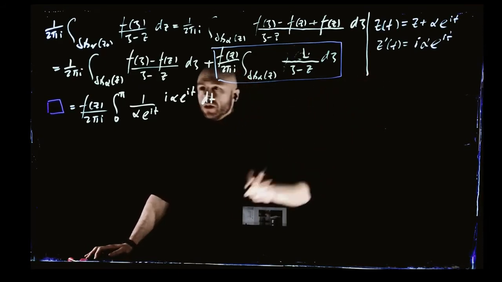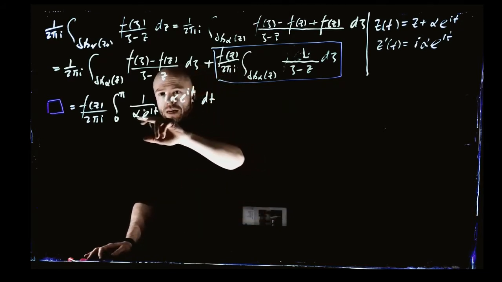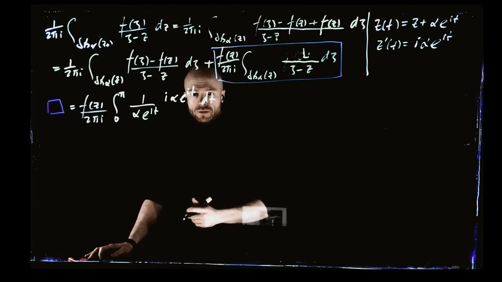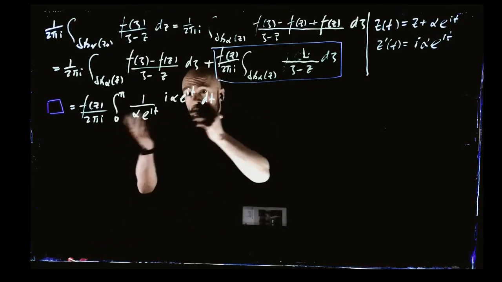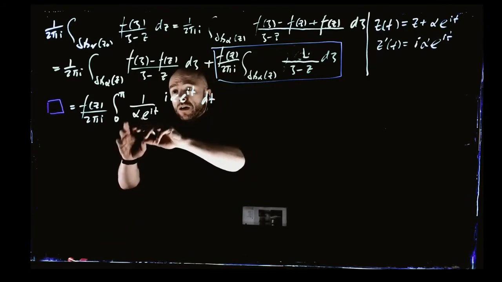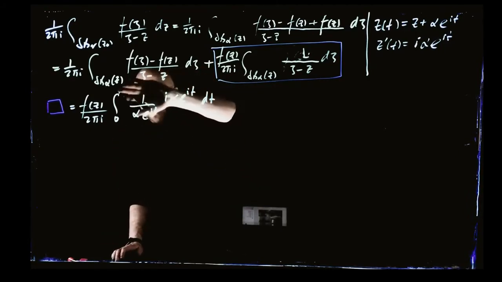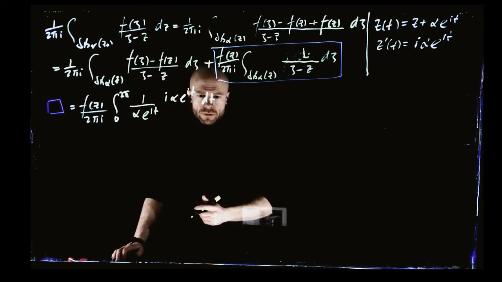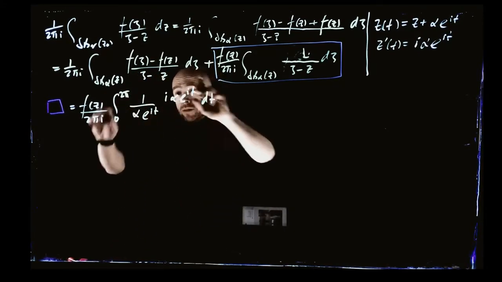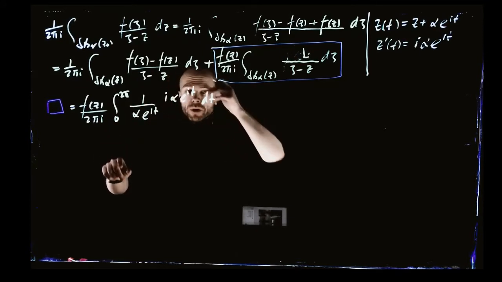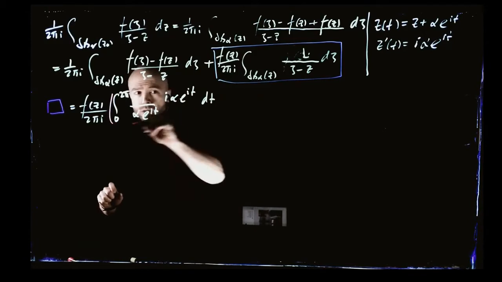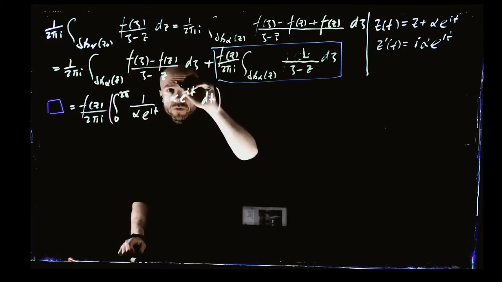Yeah? Cool. And then we notice that this alpha e to the it and this alpha e to the it just cancel. Yeah? So this is just equal to the integral of 1 from 0 to 2 pi, not pi, 2 pi, going all the way around the circle. Yeah? So this is just the integral of 1 from 0 to 2 pi, it's just equal to 2 pi. So this thing here just ends up being 2 pi.